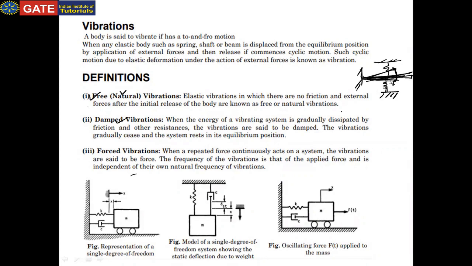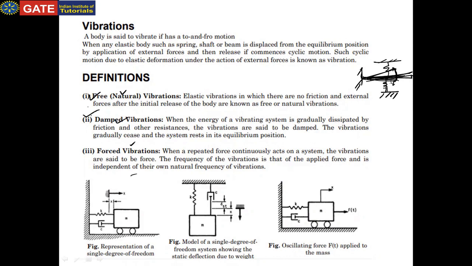Damped vibration means damped in the sense to eliminate, or to dissipate. That meaning is the same. So the kind of vibration where the vibration is going to dissipate, or is going to be eliminated gradually, means slowly, slowly, that type of vibration is called damped vibration.